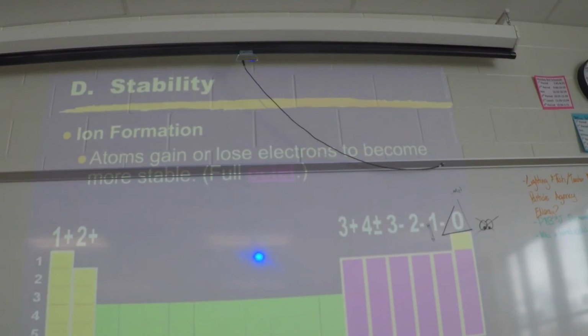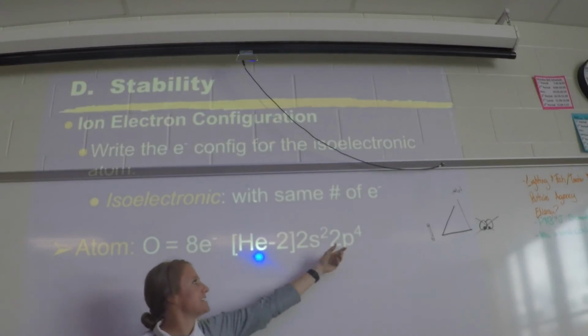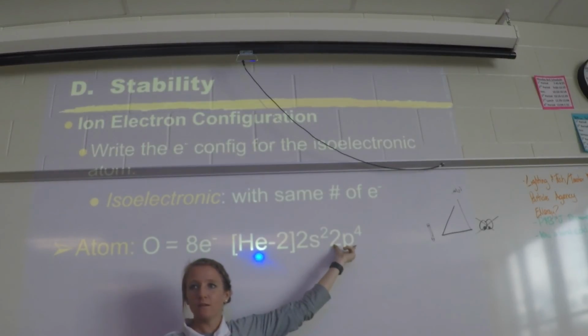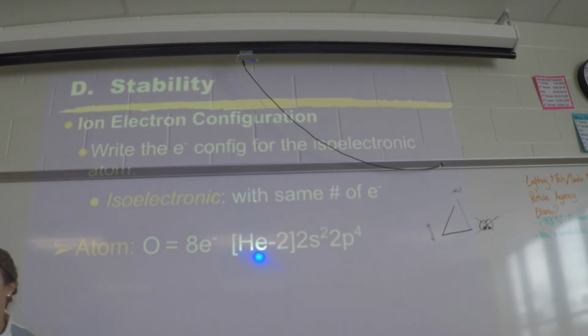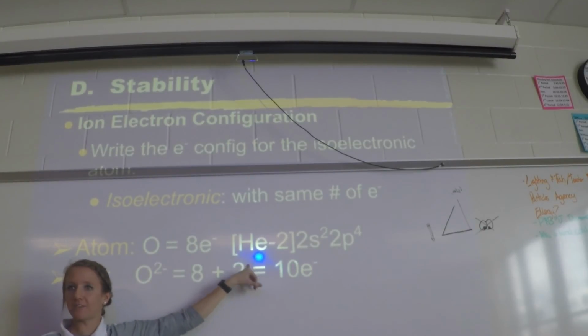So if I'm looking at oxygen here, this is its normal electron configuration when it's neutral. Based off what we just said with oxygen, what is the charge oxygen typically takes? How many more does oxygen need to make this p full? 2. So the charge that oxygen typically takes is a -2 charge. A -2 charge means that it's gaining 2 more electrons.